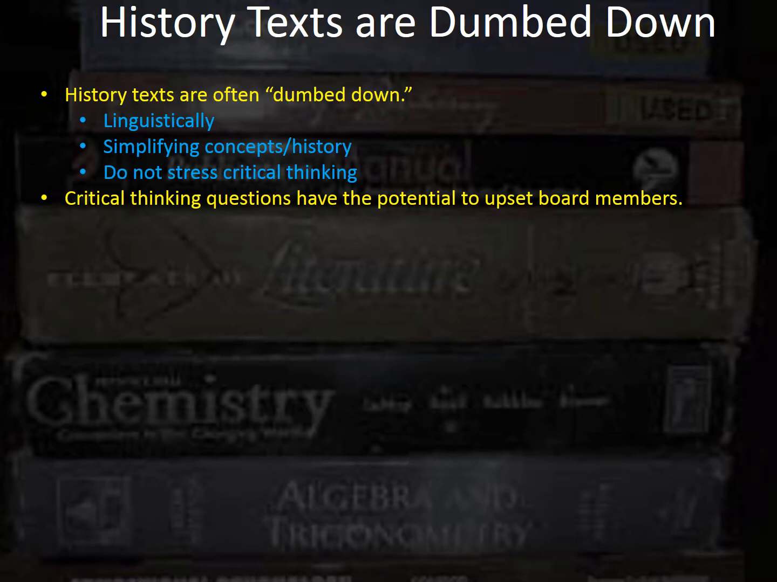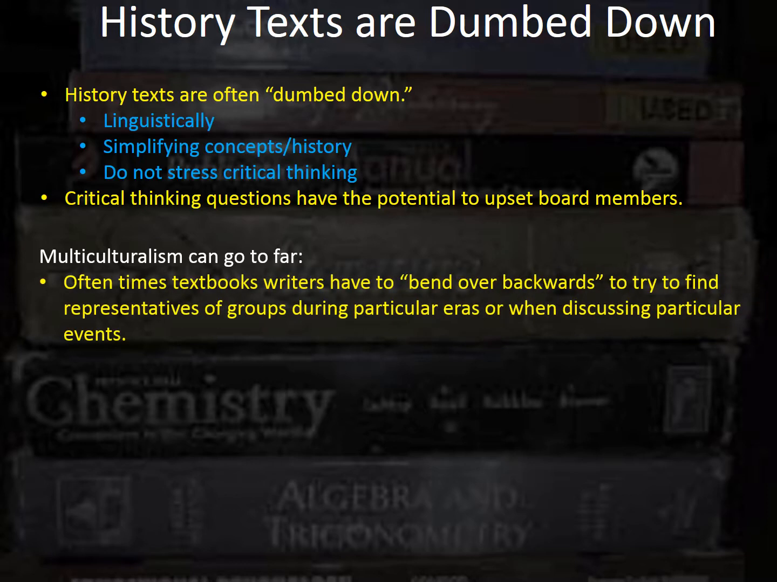Our text also points out that history texts can often go too far with multiculturalism now. This is a result of many cultures having been completely ignored in the past. Women and minorities were completely ignored for the longest time. Now they justifiably receive attention. The text points out that this can be a problem, however, when historians bend over backwards to find examples of minority or women historical figures during time periods where they did not play influential roles.